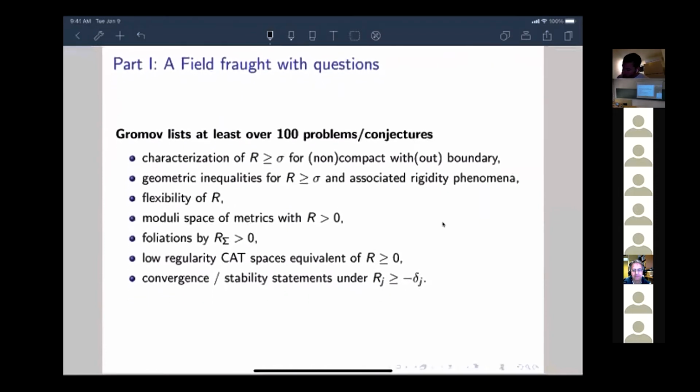And just as a rather enticing list, Gromov lists at least over 100 problems and conjectures, right? So you've got all these sorts of themes within the research of curvature. You've got characterization for non-compact things. So this has been contributed to by members of the audience, by people in this room.